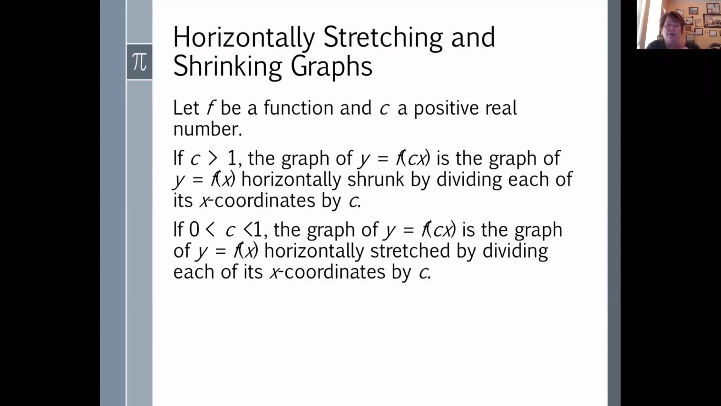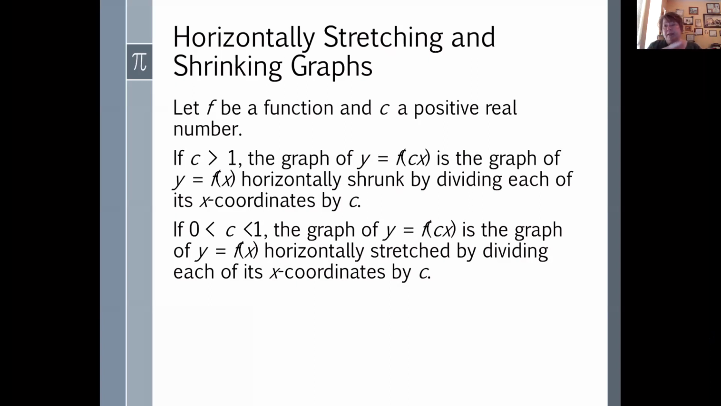But let's look at horizontal stretching and shrinking. I said negative, the constant, sorry. If f is a function and c is a positive real number, if c is greater than 1, the graph of y equals f of c times x (now you notice you're taking the c and multiplying it times the input) is the graph of y equals f of x horizontally shrunk by dividing each of its x coordinates by c. So if c is a number bigger than 1 and you multiply the input of that function by that constant, you actually take the graph and shrink it horizontally.